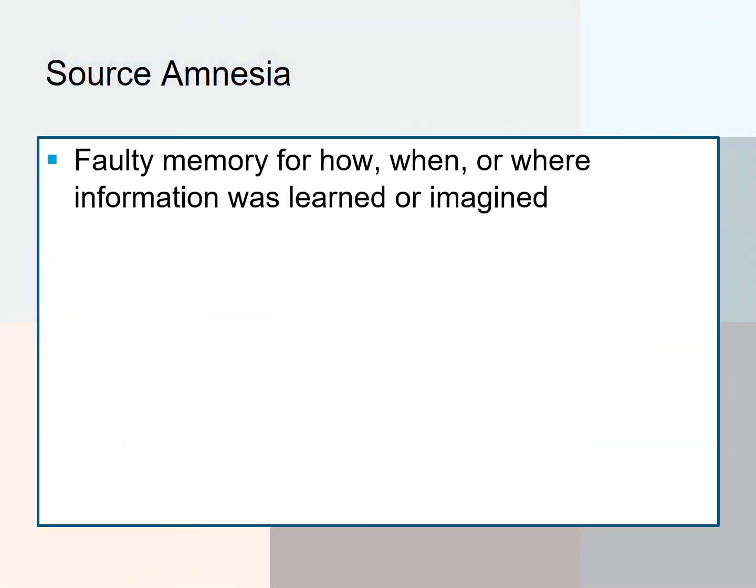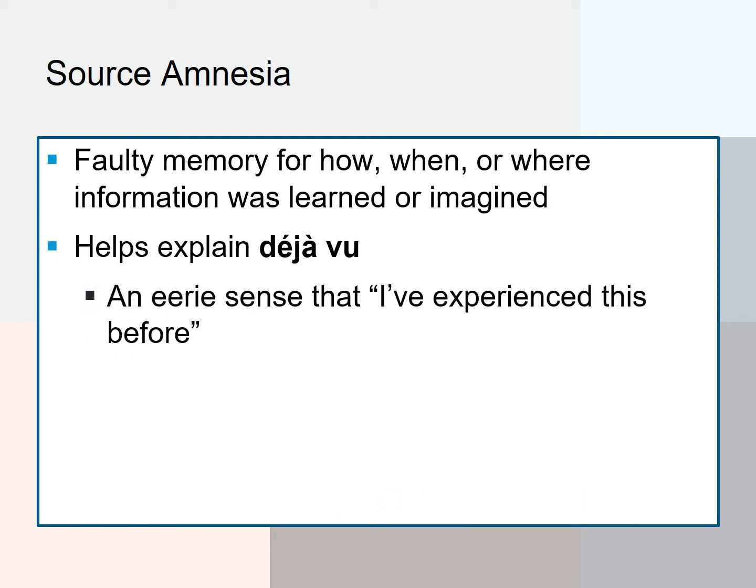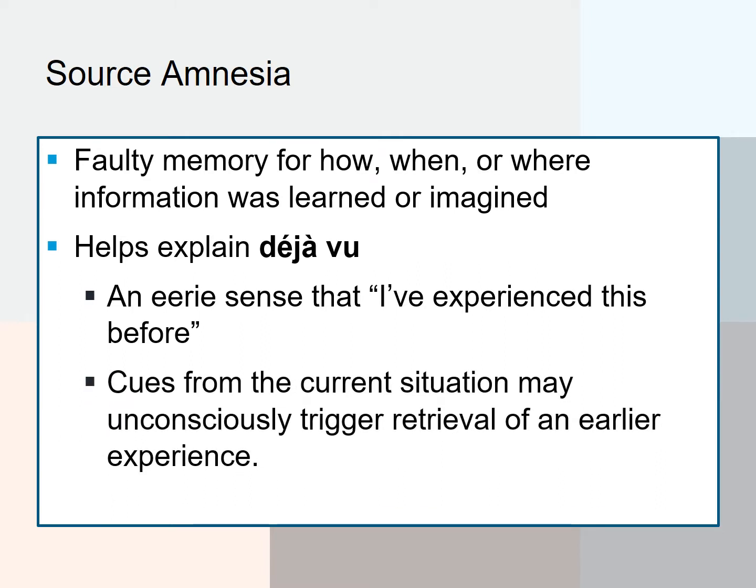There's also something called source amnesia. This is faulty memory for how, when, or where information was learned or imagined. This helps explain deja vu, which, remember, is that eerie sense that I've experienced this before. Sorry, I couldn't help but repeat it in a deja vu kind of manner. So, cues from the current situation may unconsciously trigger retrieval from an earlier experience.